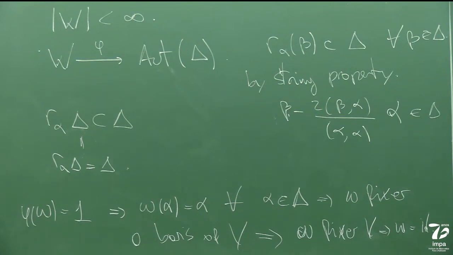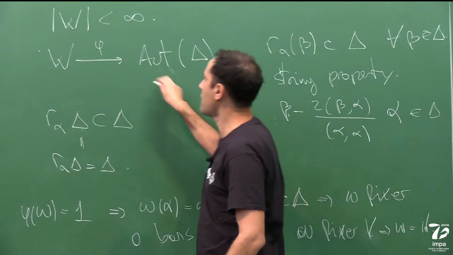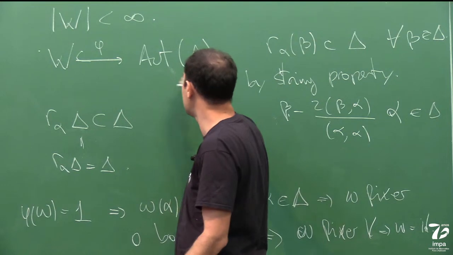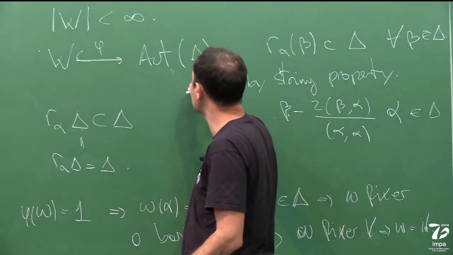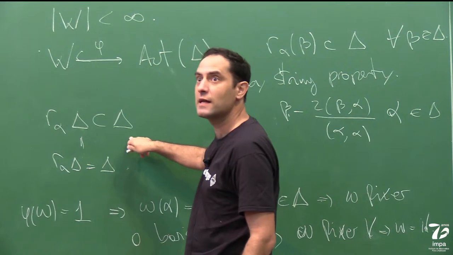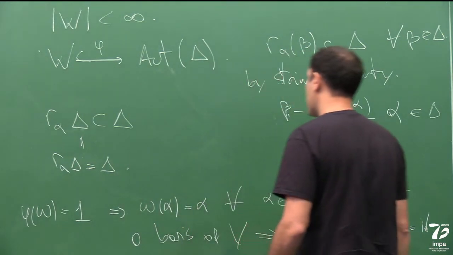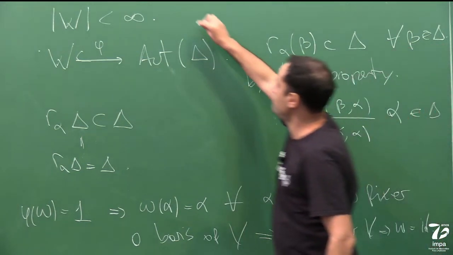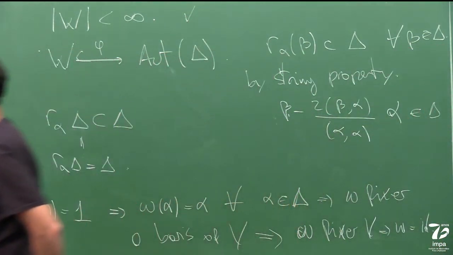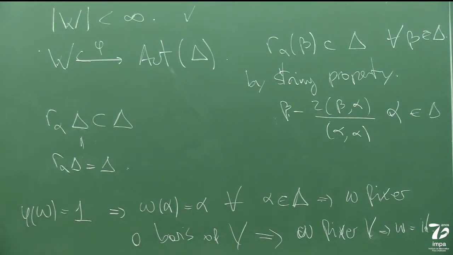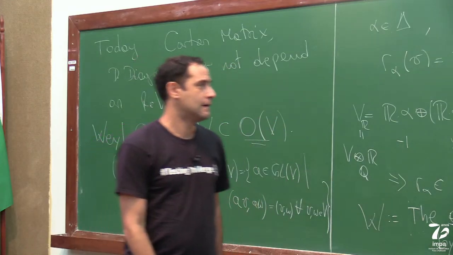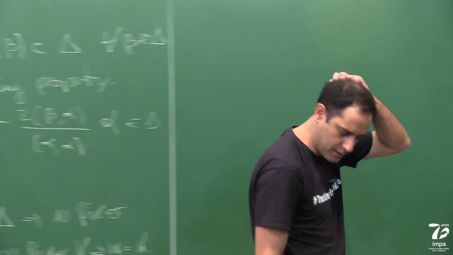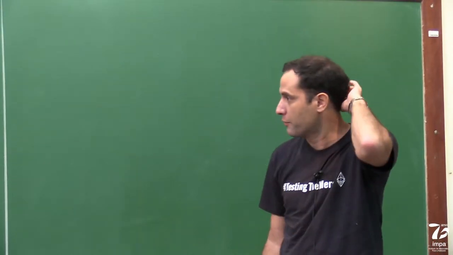So the kernel of this morphism is trivial, and that means that W is inside of this set, and this set is finite because it is bounded, it is the number of elements in delta factorial. So that's the number of elements in this set. So that means that W is finite. So we have a finite subgroup of the orthogonal group of the vector space V. Okay, so let's play with this group.